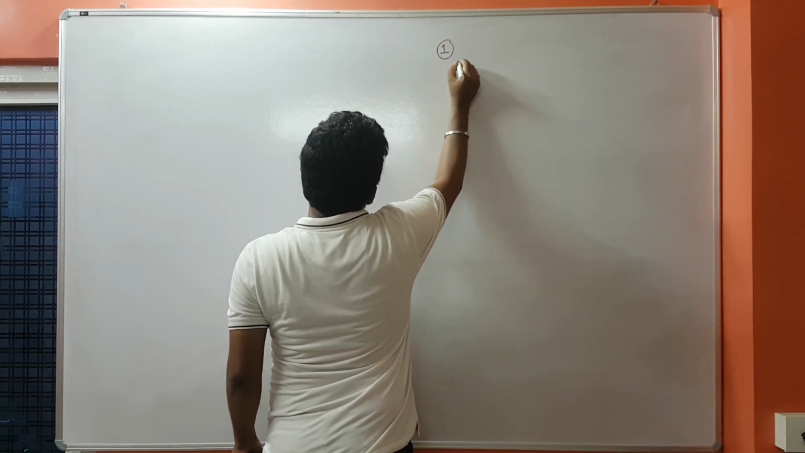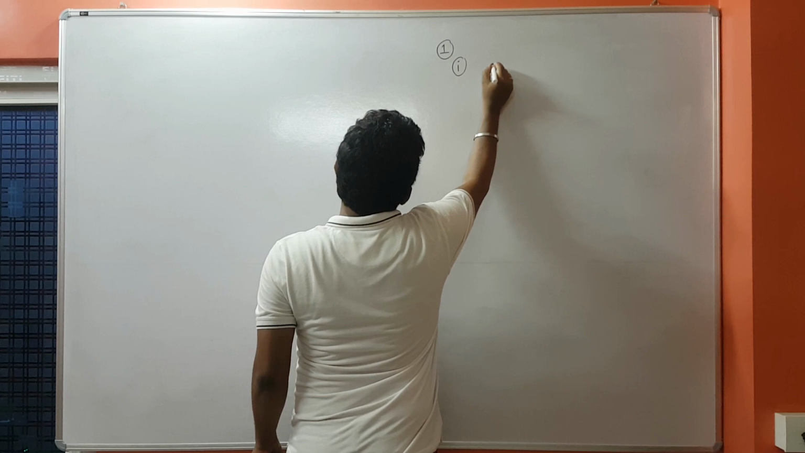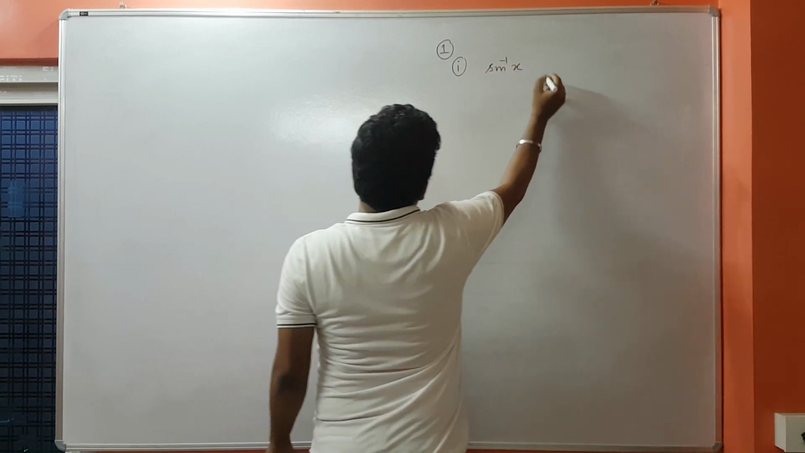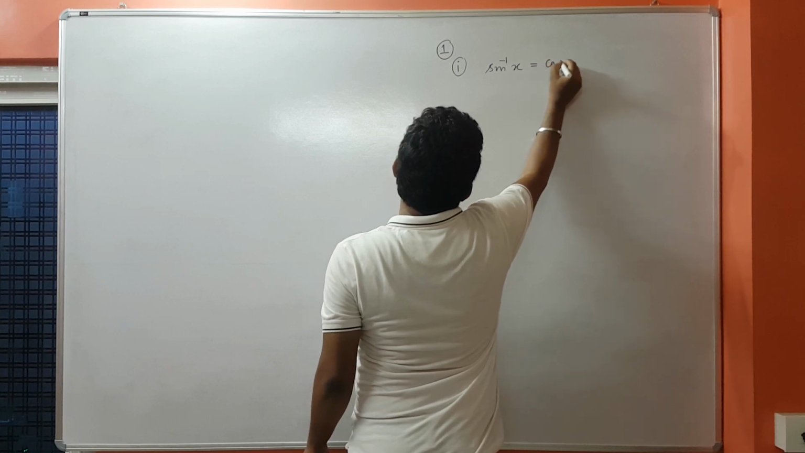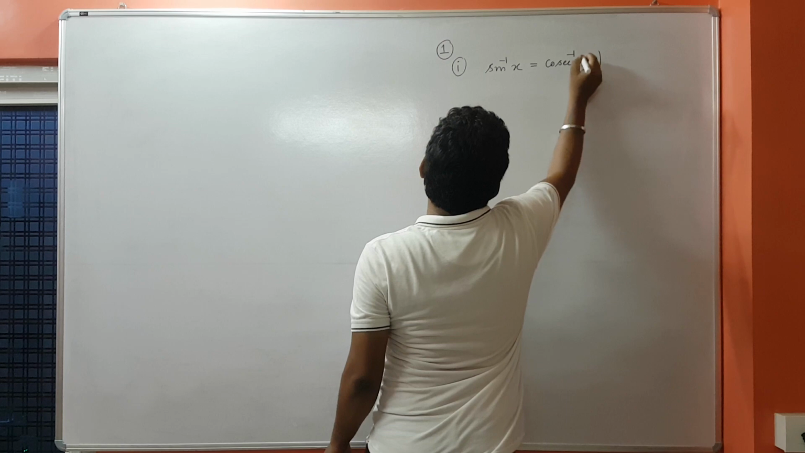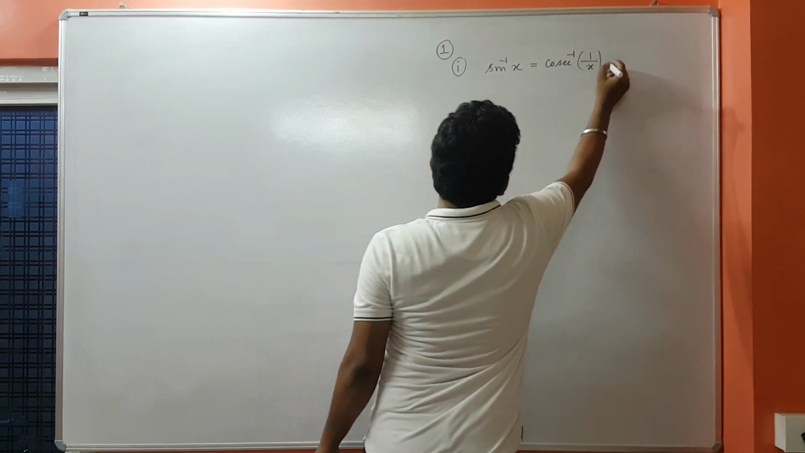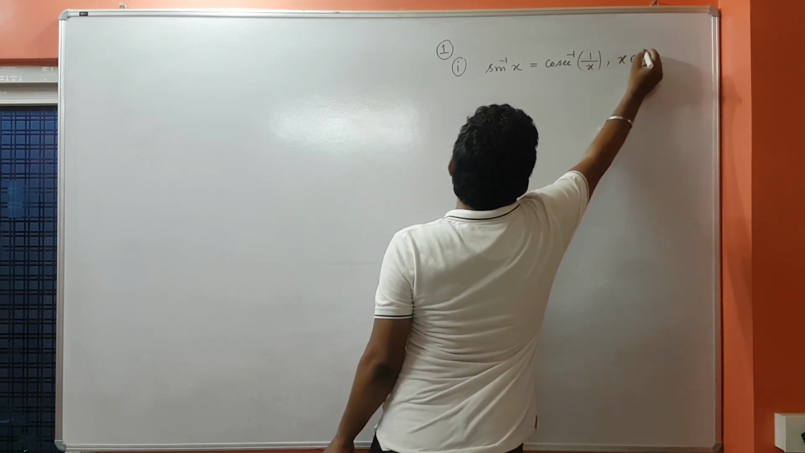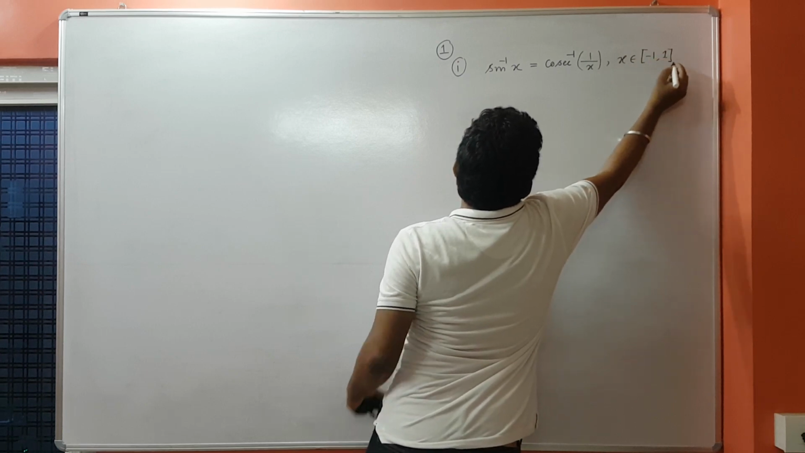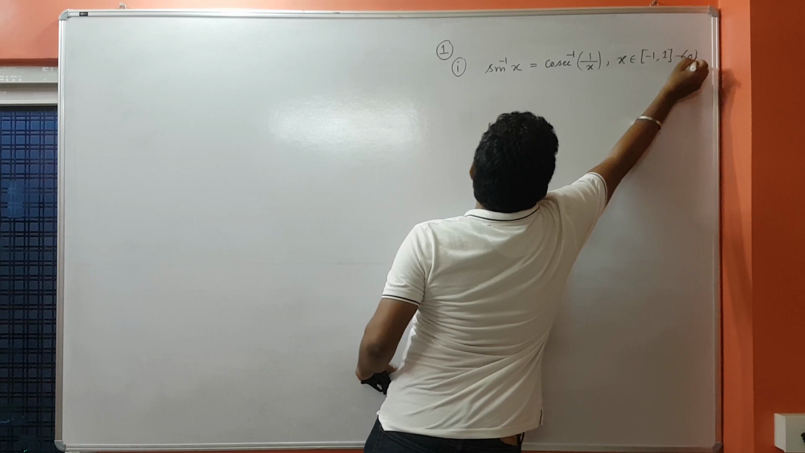Number one, sine inverse x is equal to cosec inverse 1 by x, provided x belongs to -1 to +1 except 0.